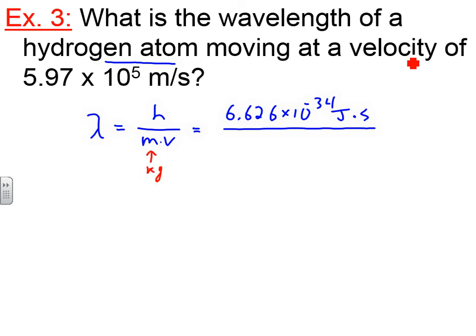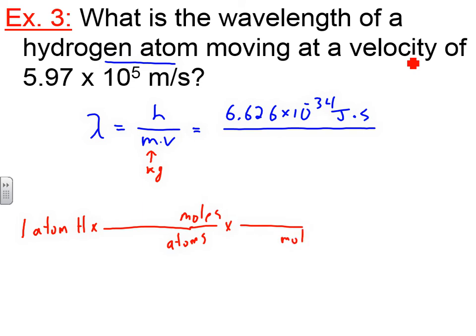So we have 1 atom of hydrogen. What we'll do is let's go ahead and convert from atoms to grams. Now we'll have to go through moles first, and then we'll have to go from moles into grams. And actually, because we'll have to go to kilograms, we'll go from grams to kilograms. So this is just a conversion from atoms to grams.